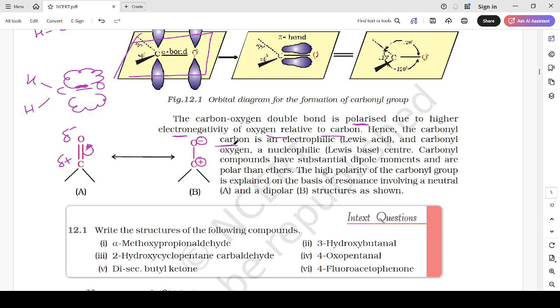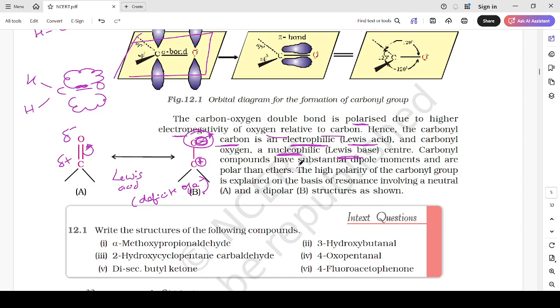Hence, the carbonyl carbon is electrophilic. It is a Lewis acid. Why? Because it carries a positive charge. What is a Lewis acid? Anything which is deficient of electrons is called a Lewis acid. The carbonyl oxygen is a nucleophile. It is a Lewis base. Why? Because it has a negative charge. It can attract another electrophile with this electron pair.